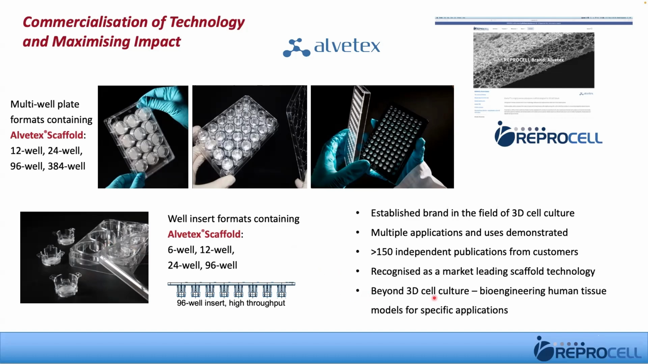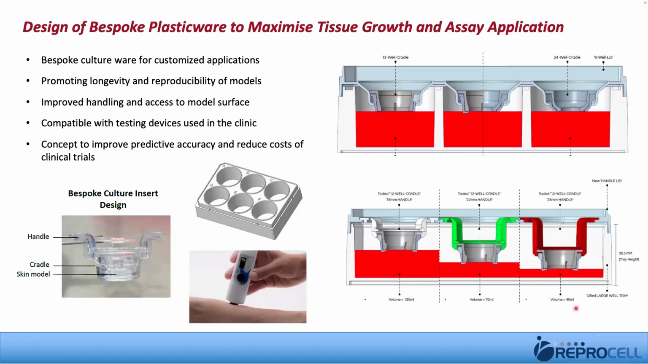But it's beyond growing cells in 3D. It's now using this to bioengineer human tissue, which is the focus of today. And to do that, we also develop, design, and build our own plasticware. Because when we're growing tissue models in vitro, we have to be mindful that the demands of those models and access to those models is different from standard cell culture ware. So we've designed and built our own well inserts that contain the Alvetex.